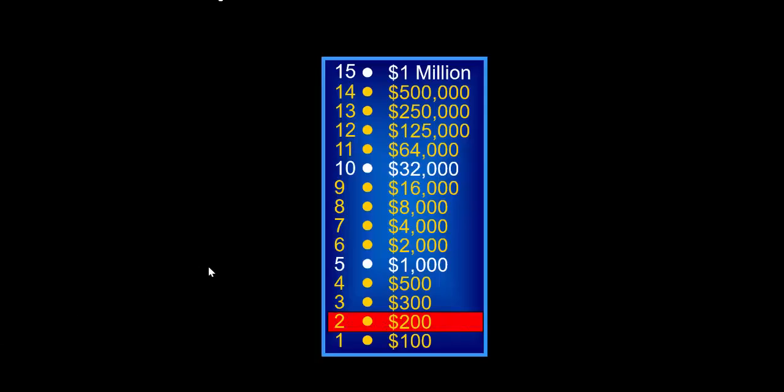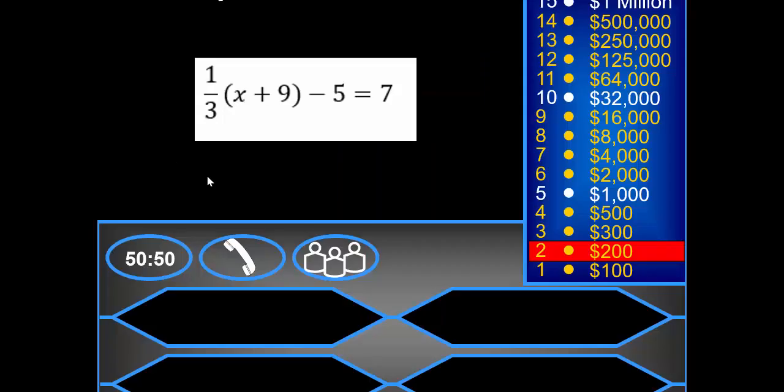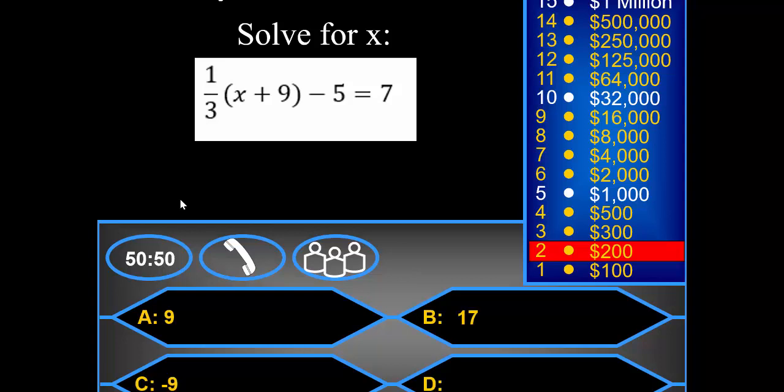Let's get to question number 2, the $200 question. Here it is. Another solving question. Solve for x. 1/3 times the quantity x plus 9, close parenthesis, minus 5 equals 7. Is the answer A, 9, B, 7, C, negative 9, or D, 27? Let's solve this question. Unpause the video when you're ready with your final answer.